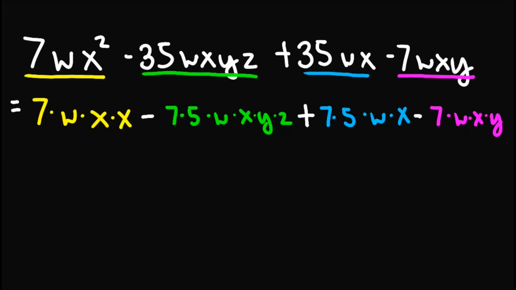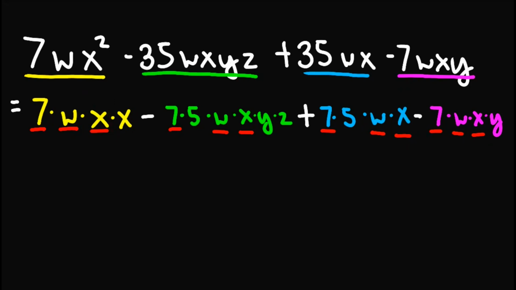And from here, we can now compare the common terms. First, we can see that each term has a factor of 7. Aside from that, each term has a factor of w out here and also x. Does each term have a factor of 5? Clearly, no. This doesn't have a 5, and this one. How about another x? Well, only this one has another x factor.